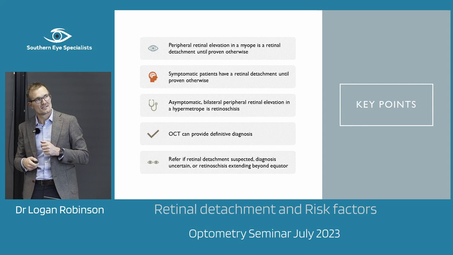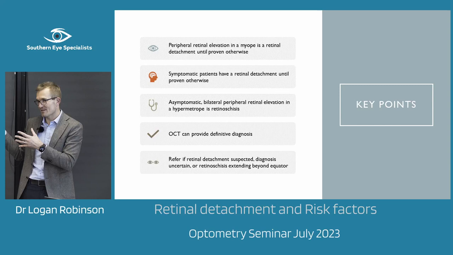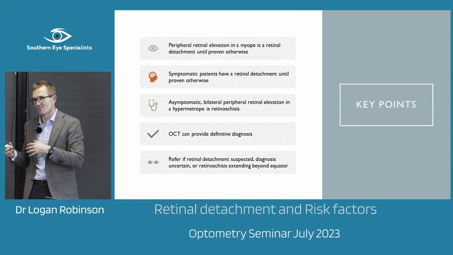Symptomatic patients, again, you need to be pretty sure it's a retinoschisis. They might have a PVD and just have a retinoschisis, so they might have some flashes and floaters, and then you see this thing. Because obviously people with pre-existing retinoschisis do get PVD.